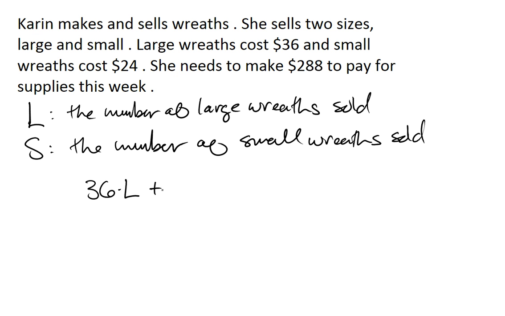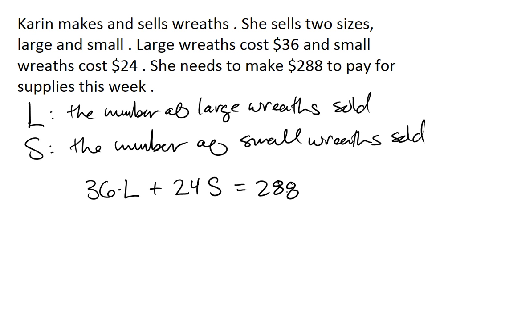Plus, we need to add in the fact that she gets $24 for each of these small wreaths sold. So when I combine those together, that models how much money she's making in a given week. And we know that what she needs to make this week is $288 to pay for supplies. So this equation models this situation.